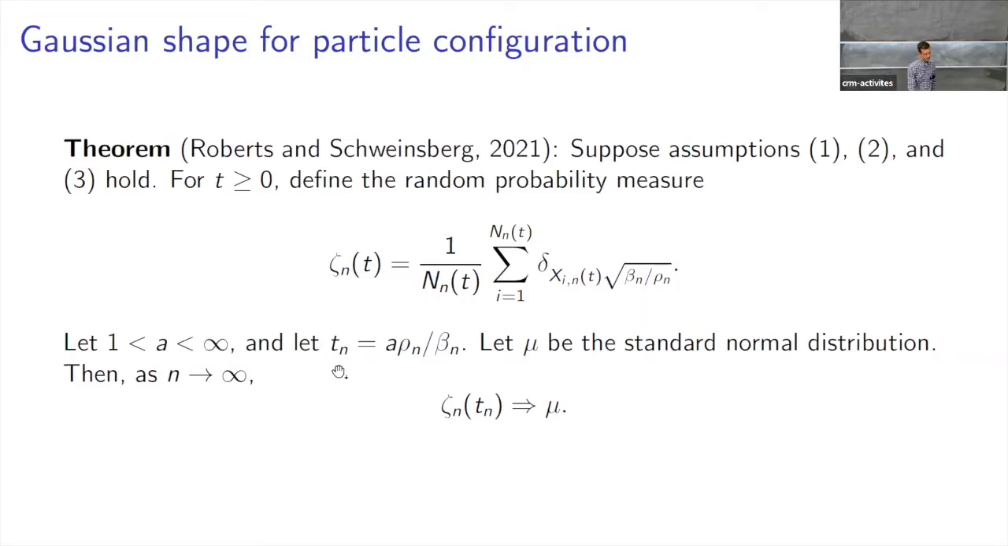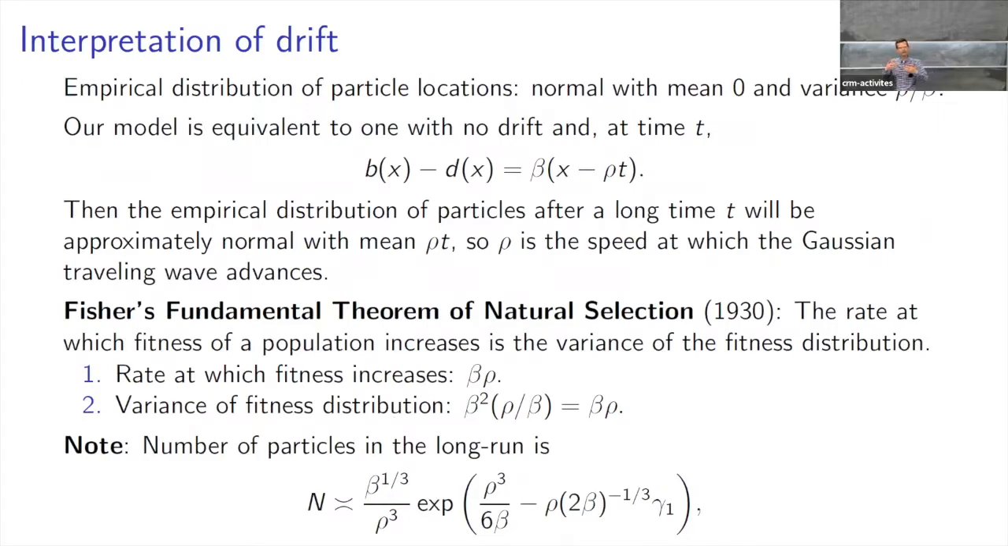Now we'll let T_n be a times ρ over β, where a is bigger than 1. And then as n goes to infinity, these probability measures ζ_n(T_n) converge in distribution to the standard normal distribution. So the previous result tells us that in the long run, the empirical distribution of the particle locations is approximately normal with a mean of 0 and a variance of ρ over β.